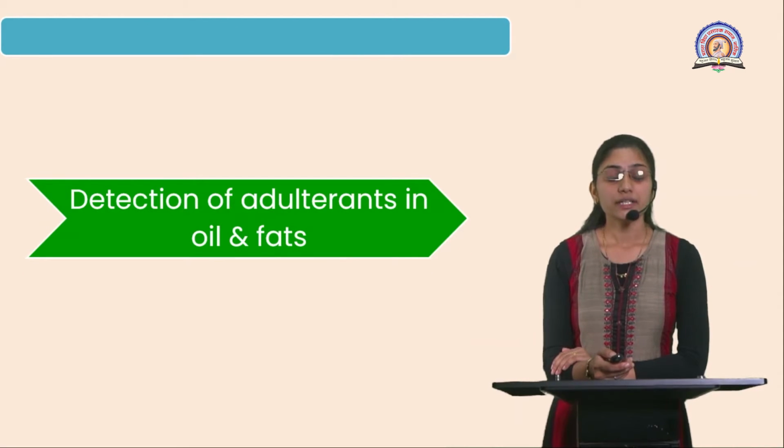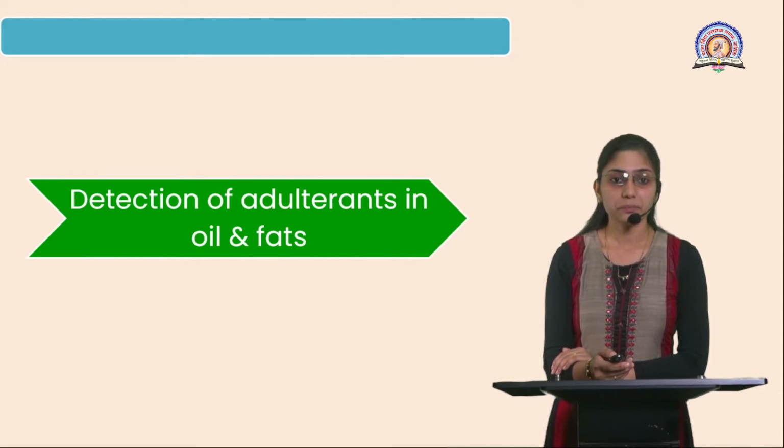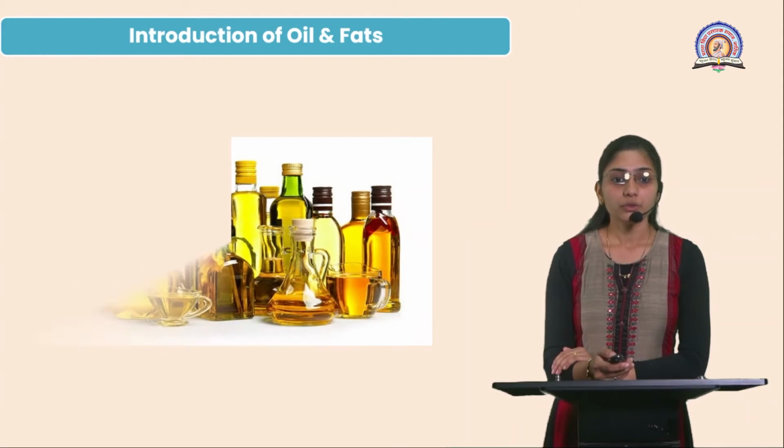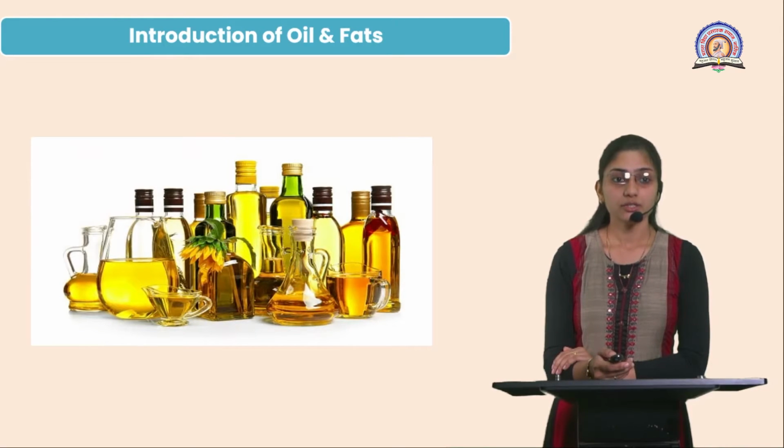Now we will turn towards the detection of adulterants which are present in oils and fats. There are different methods and techniques by which you can detect which adulterants are present in oils and fats. Before we go directly to the different methods and techniques, you should know what oils and fats are. You know that there are different vegetable oils and different edible oils. These vegetable oils and edible oils have some nutritional value.